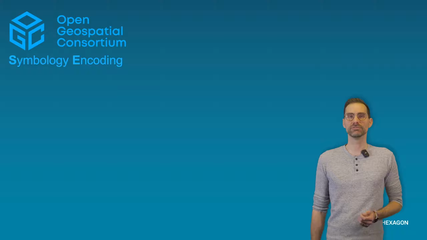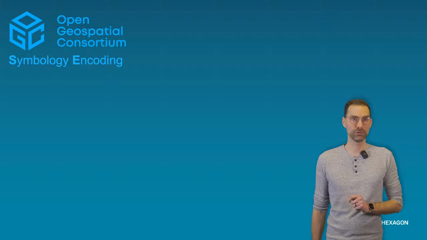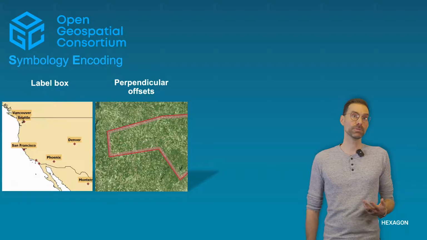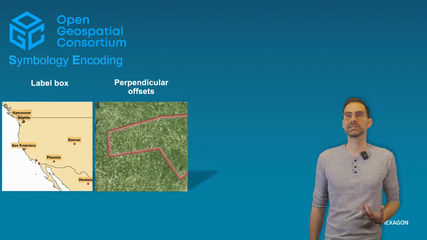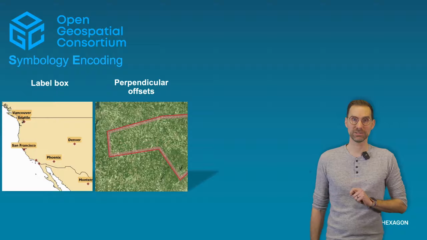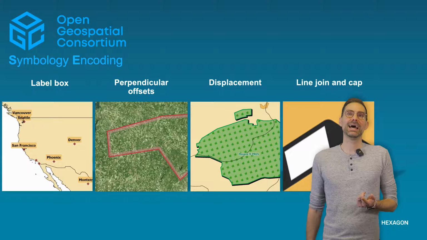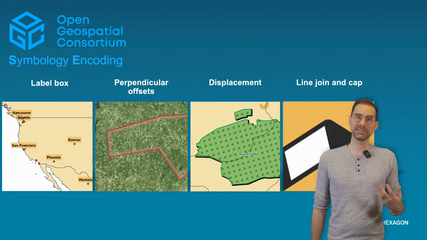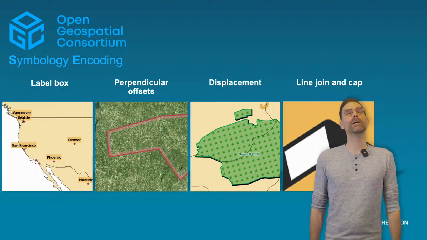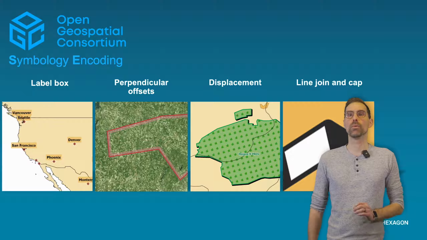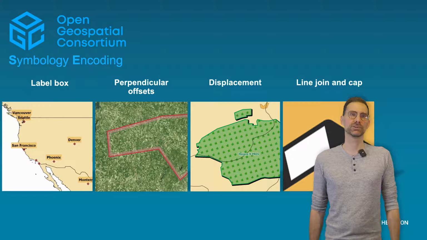Some highlights of the newly supported features in Luciad RIA include the ability to define label boxes, perpendicular line offsets to create complex line styles, as seen in this airspace, line displacements to create cool shadow effects, and the ability to customize line joins and caps. But that's not all, though. You can find the complete list of improvements in the What's New section of the Luciad RIA documentation.